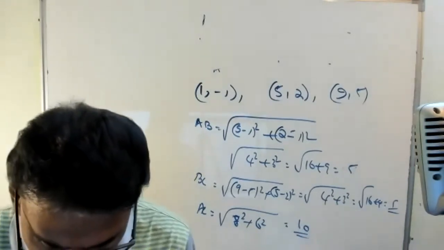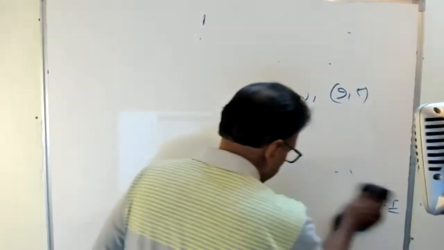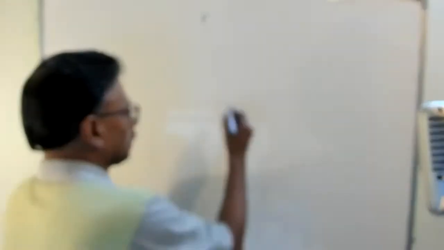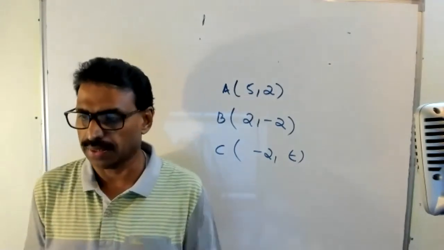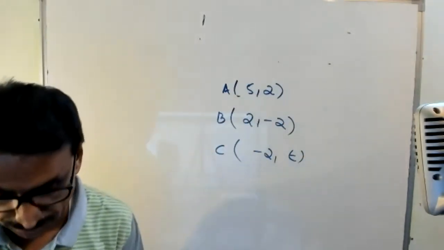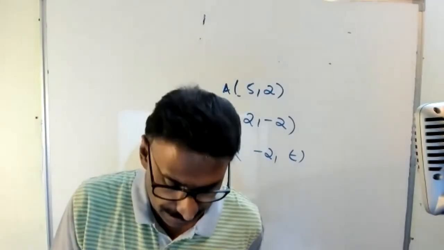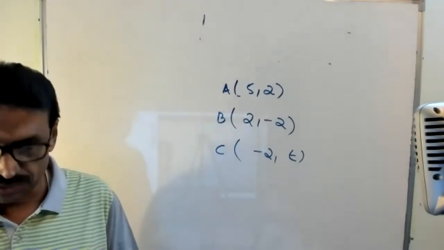A(5, 2), B(2, -2), C(-2, t) are the vertices of a right angle triangle with angle B equal to 90 degrees. Find the value of t.